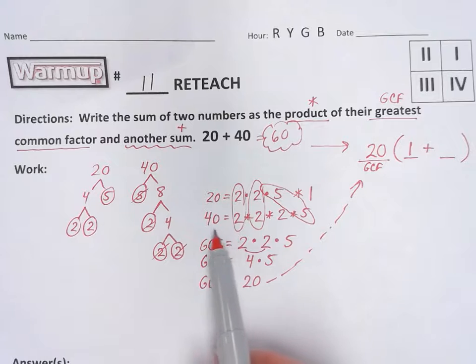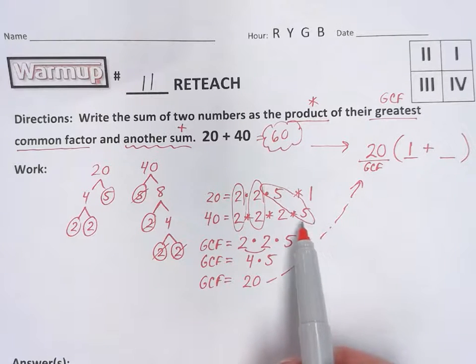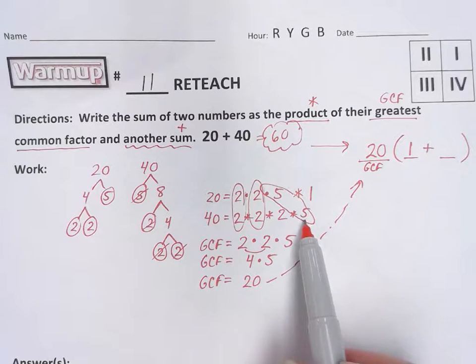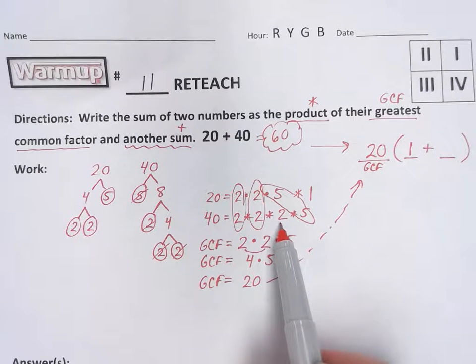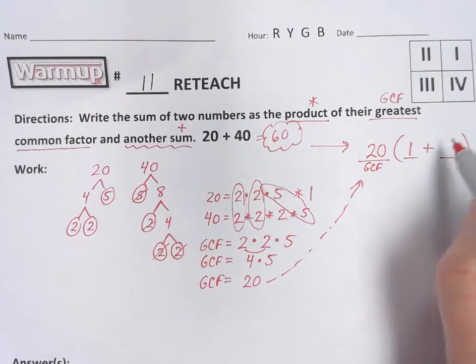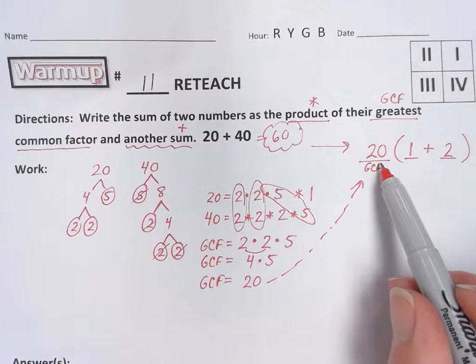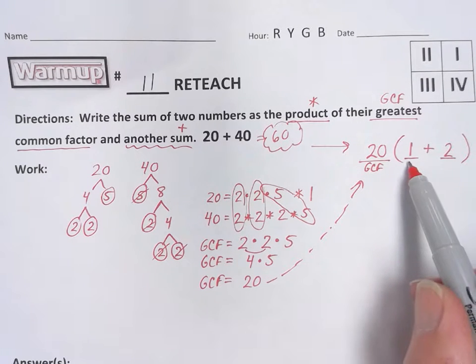Well, let's go back to our factorization of 40. Were there any extra factors? We circled these 2's. We circled this 5. There's the extra. This 2 is an extra factor. We'll use it in our sum. So again, we have 20 groups of 1 plus 2.